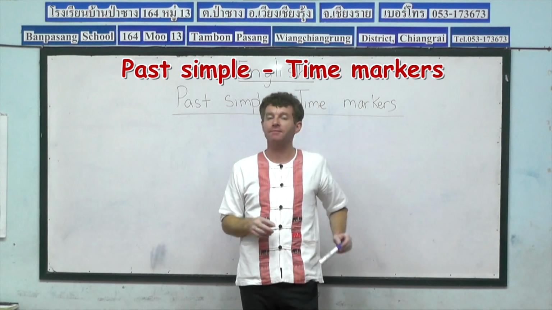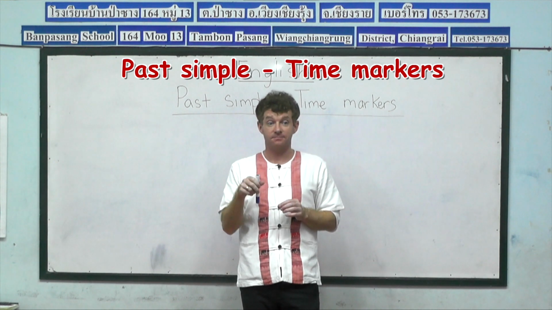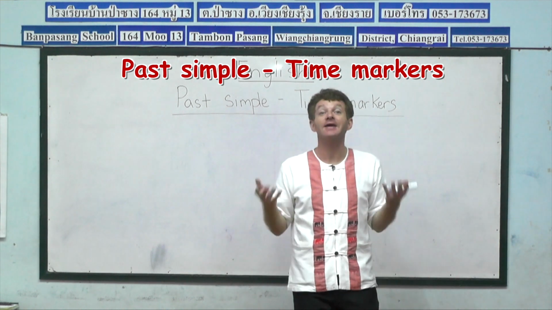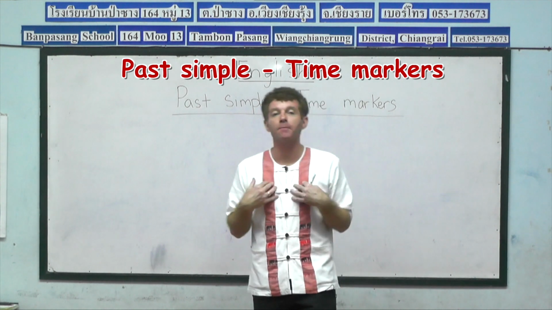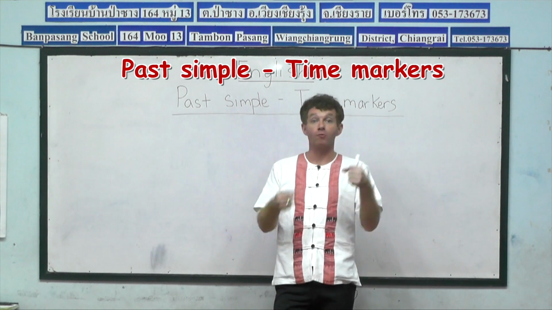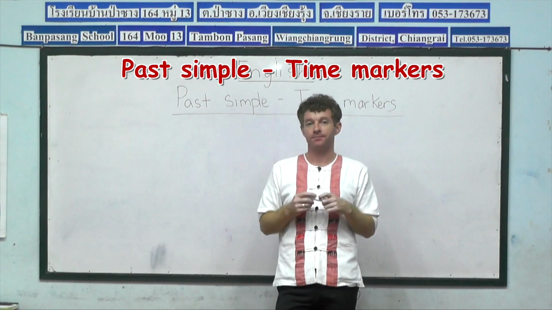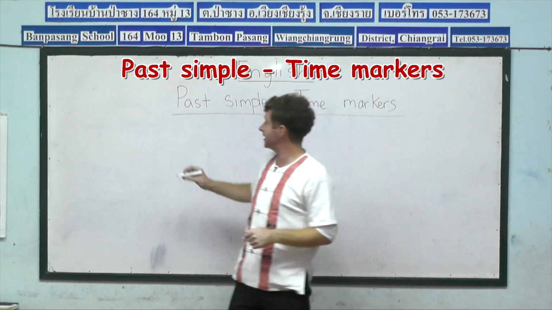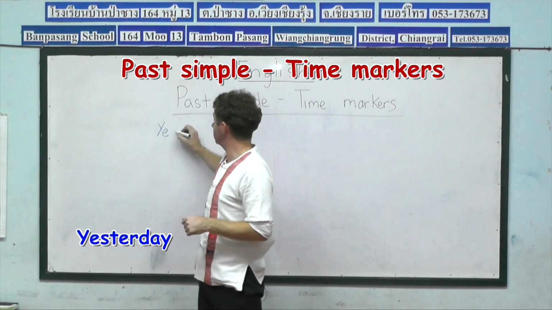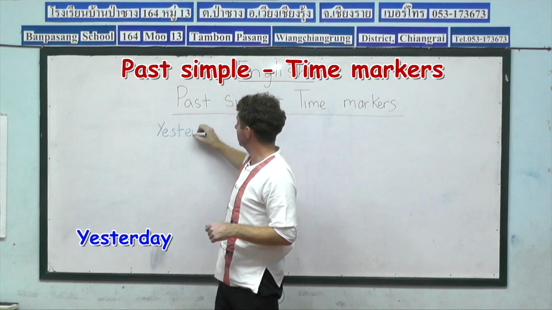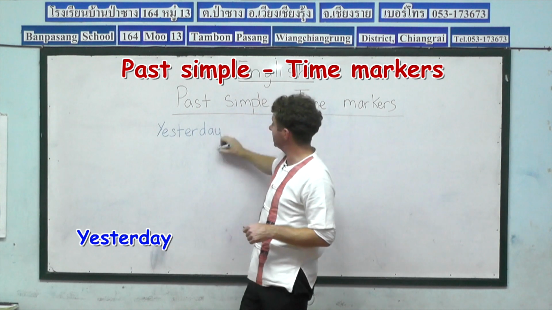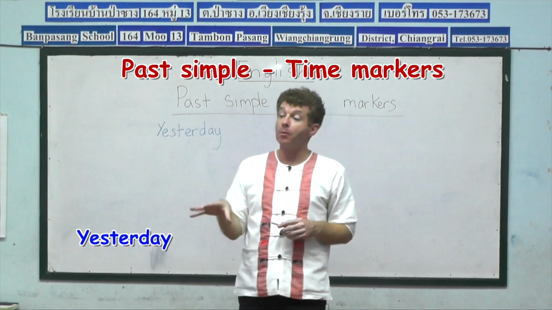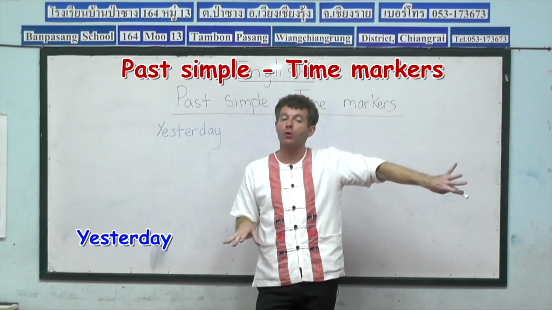I'll give you a clue. I'll give you a starter. Today, what was the day before today? Yesterday. So yesterday is a very good time marker. For example, I could say, I drove my car yesterday. And this is a past event given the time marker of yesterday. So let's write yesterday, guys.